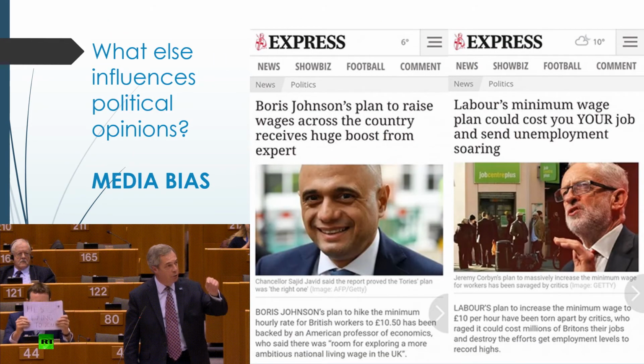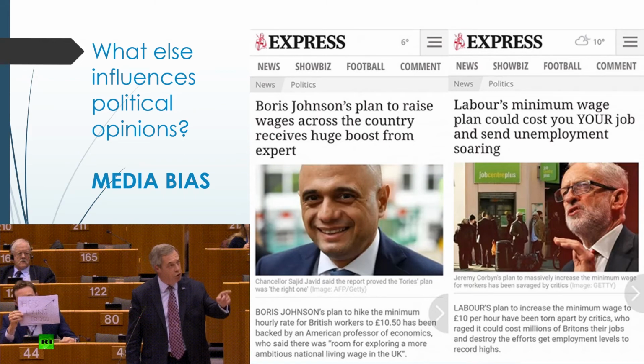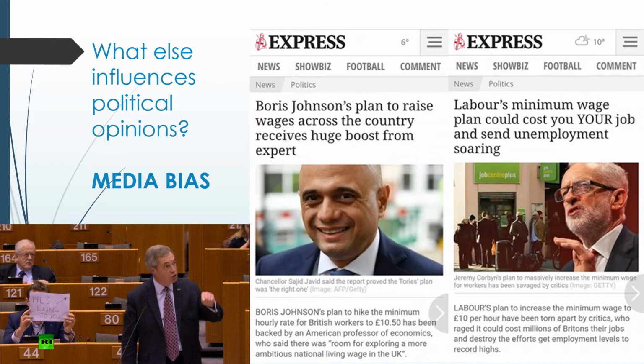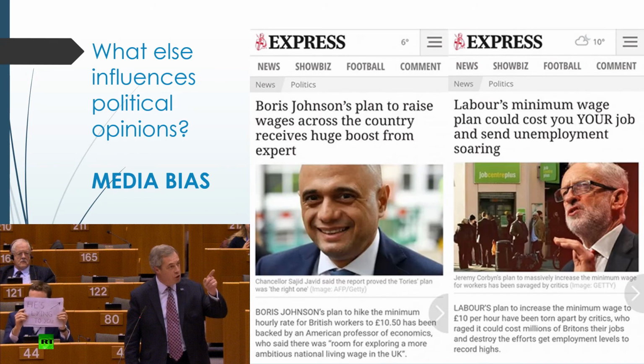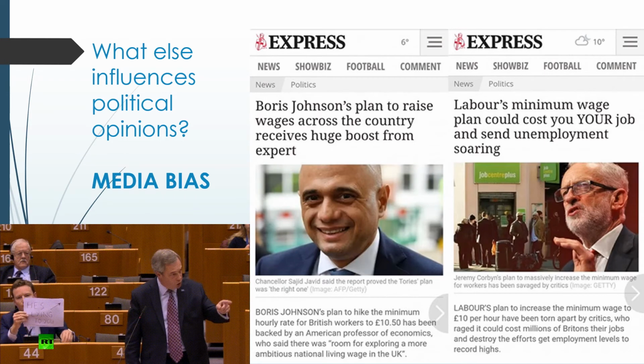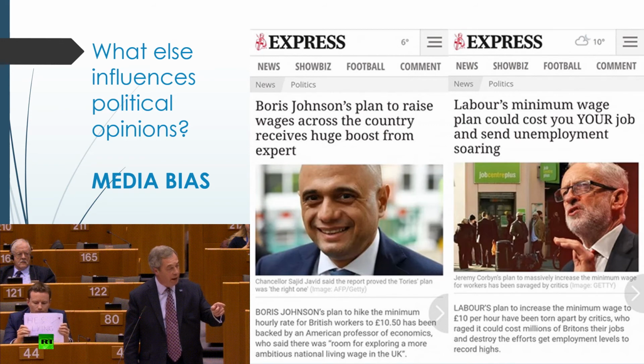One other thing to talk about that influences political opinions is media bias. The media has a massive role in influencing politics, as we mentioned earlier. Here are two examples of this, two articles from the Express. I think these articles were about a month apart. So you had Boris Johnson's plan to raise wages across the country getting a big boost from experts. It was the idea that Boris Johnson was going to raise the minimum wage to £10.50 an hour, and it received roaring praise from the Express.